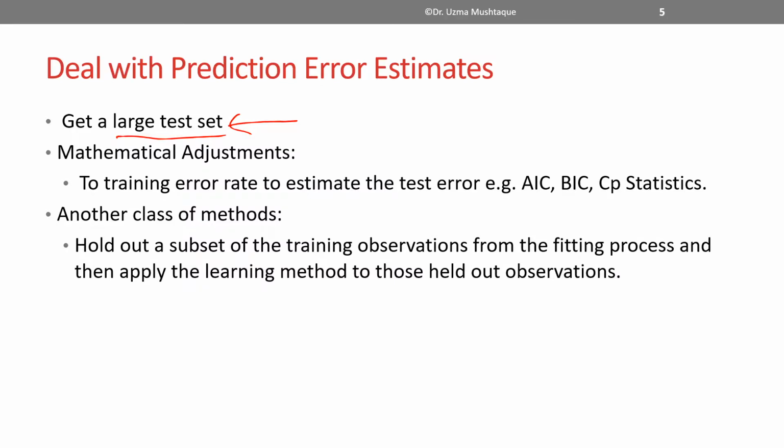We can make mathematical adjustments, for example, to the error rate that's used to estimate the test error. And some of the methods are AIC, BIC, Cp statistics. I'll talk about each one of those in some of the lectures that are coming up.